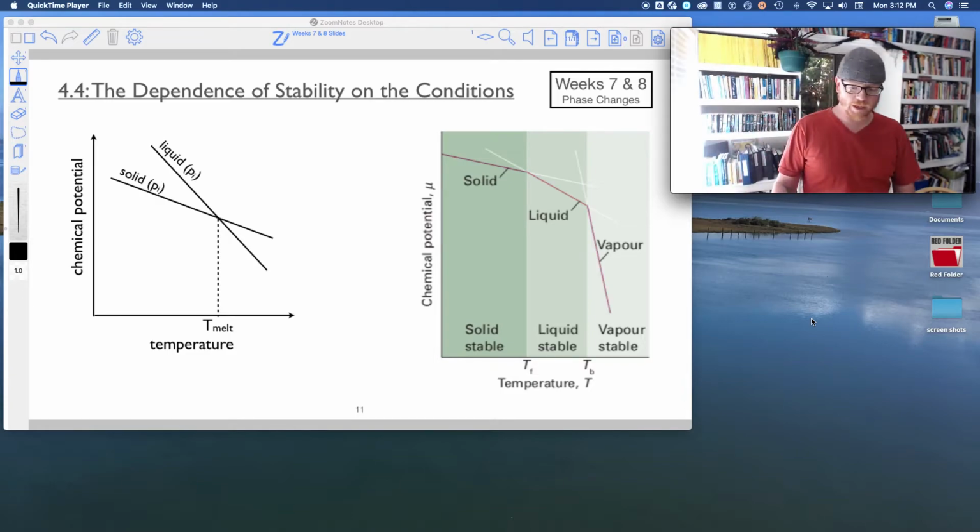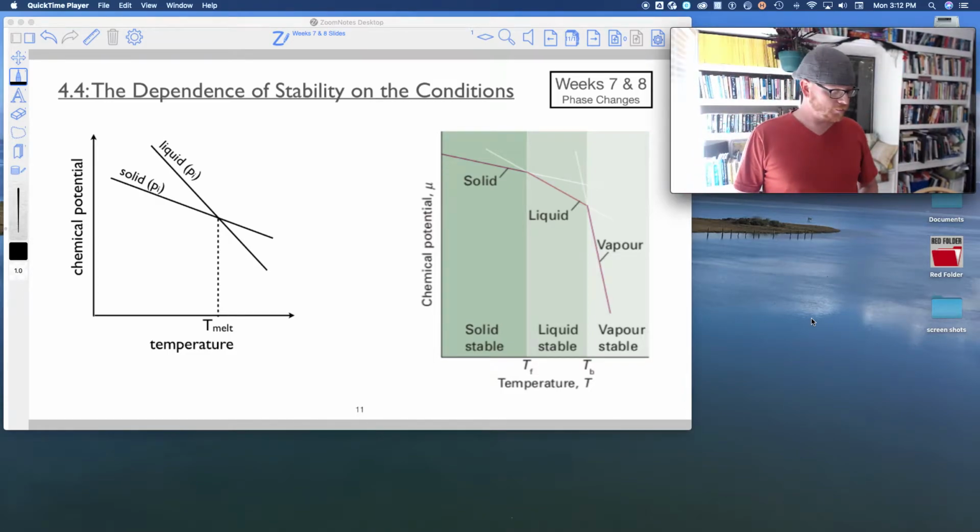Okay, hey folks, picking up right where we left off. I think this should be the last video of our section on phase changes, but I've got a timer going, so we'll see how long this goes. It might end up being 2 if it goes too long.